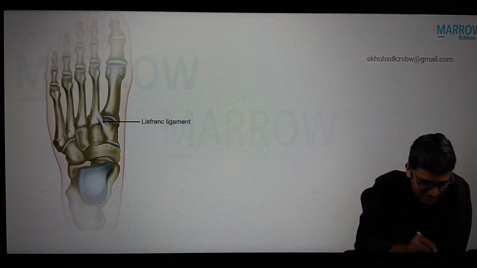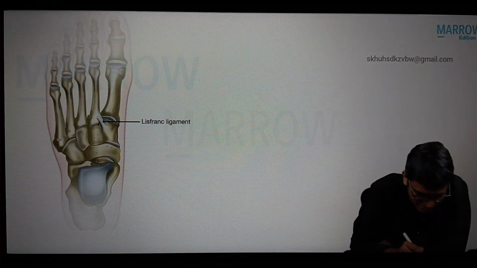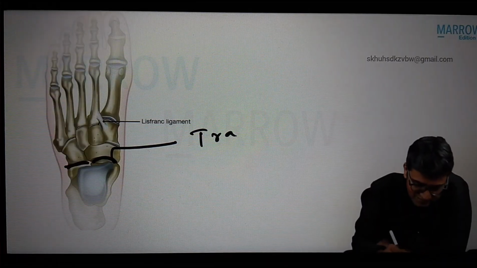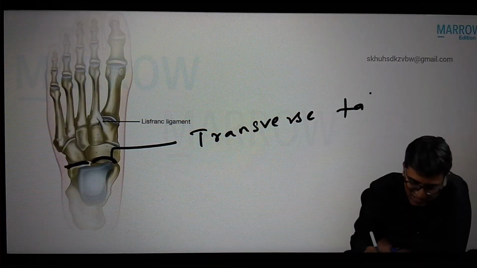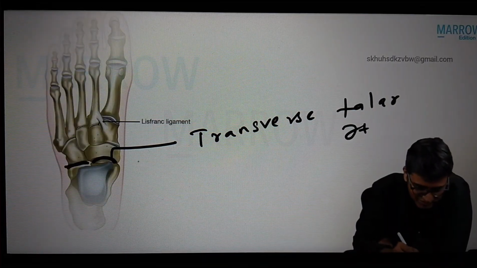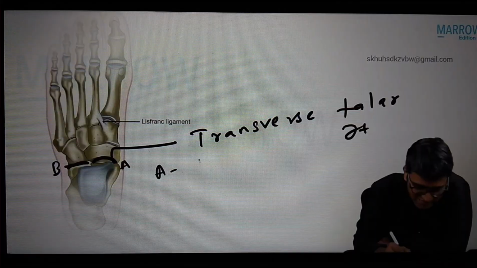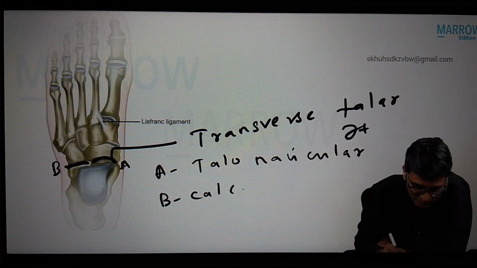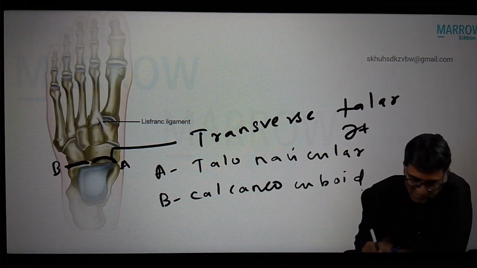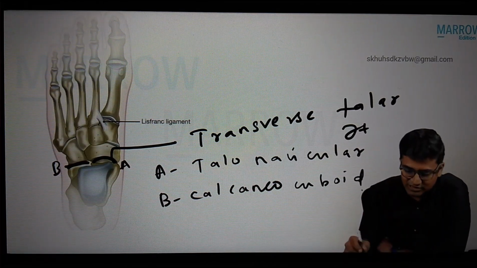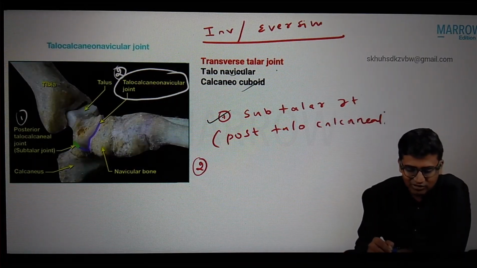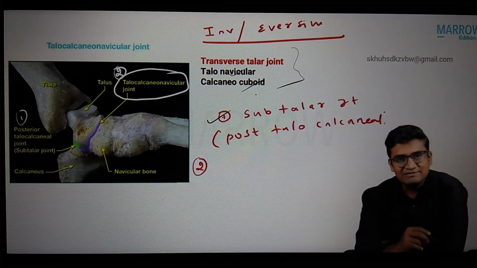See, the transverse talar joint means this one. It is the joint between talus and navicular, and the joint between calcaneum and cuboid. That is the transverse talar joint. So, this is A and this is B. A is the talonavicular joint and B is the calcaneo-cuboid joint. Okay. In these three joints, the inversion eversion movement will occur: the subtalar joint, the talocalcaneo-navicular joint, and the talonavicular and calcaneo-cuboid joints.